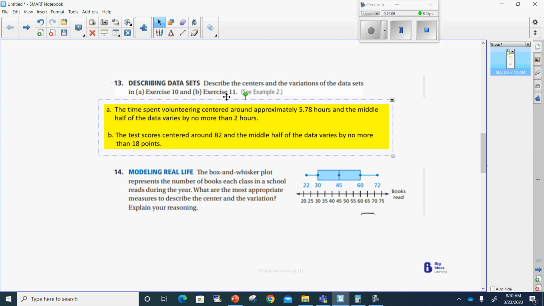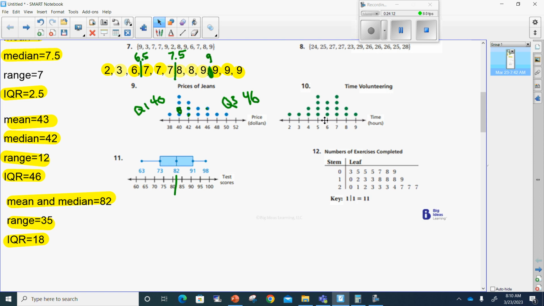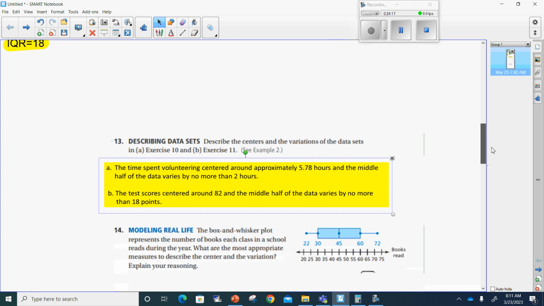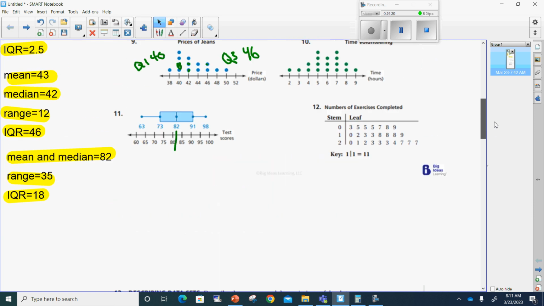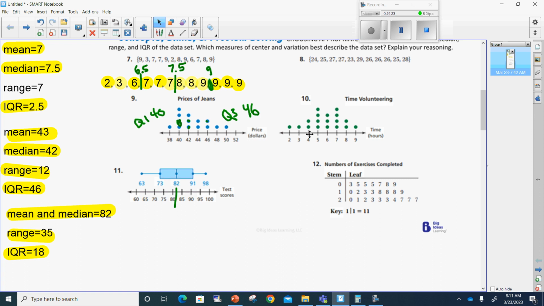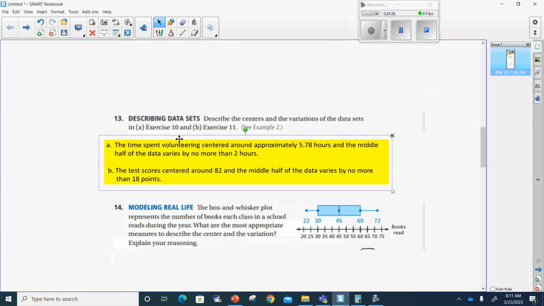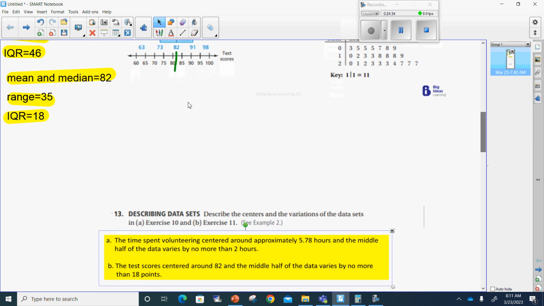The time spent volunteering centered around approximately 5.78, and you can see over here, the middle is about 5.78. And the middle half of the data varies by no more than 2 hours. So by 5.78, you could see most of the data is within 2 hours of it. On the second one, we talk about exercise 10, the test score is centered around 82. And you can see right over here, it does get right there at 82 where our median is. And the middle half of the data varies no more than 18 points. So you can see 91 minus 73 was 18.